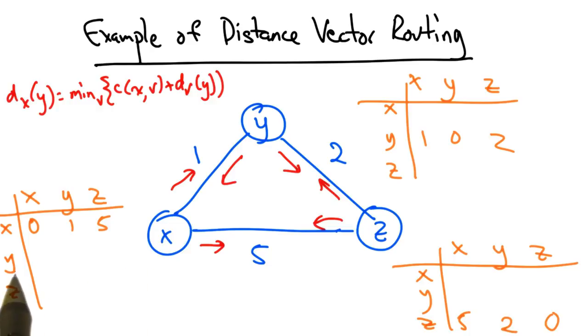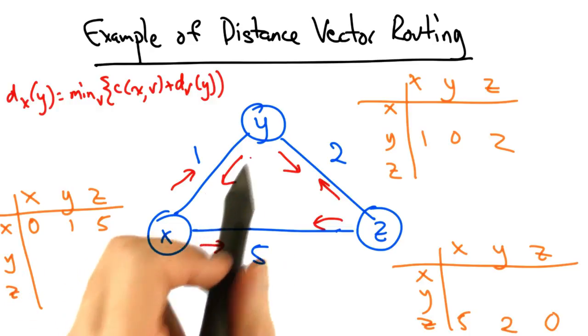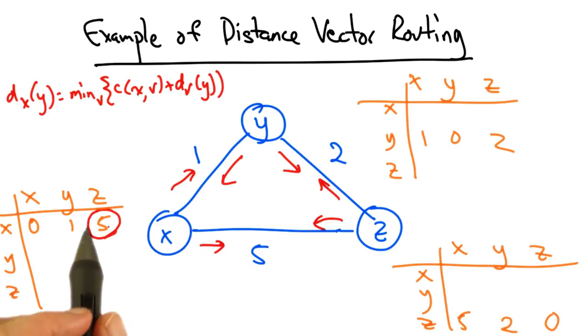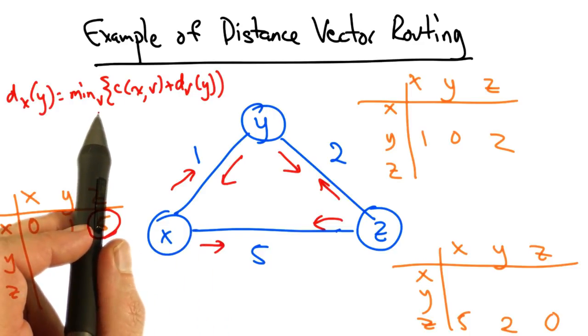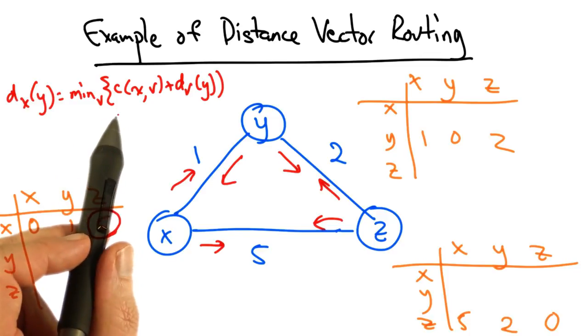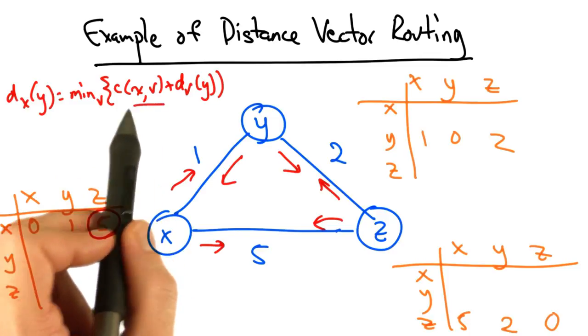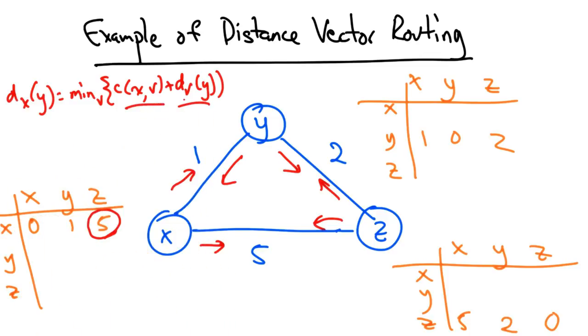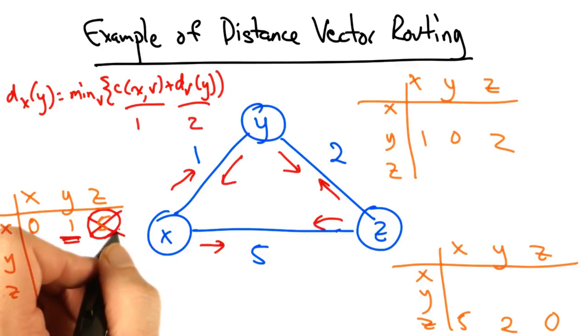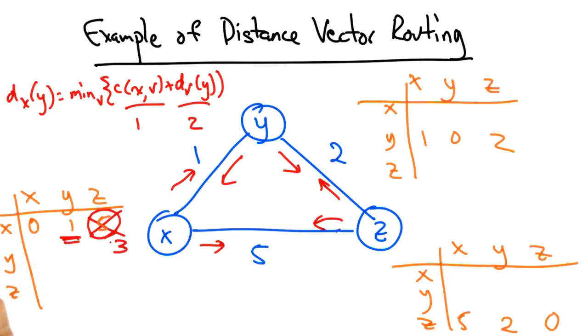Let's look at what happens when node x learns of y's distance vectors. Well, in this case, the distance from x to z will be computed as the minimum of the sums of all distances to z through any intermediate node. So the cost between x and y is 1, and the distance between y and z, as discovered by y's distance vector, is 2. Therefore, x can update its shortest cost distance to z as 3.